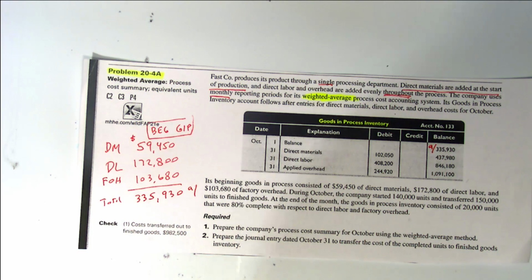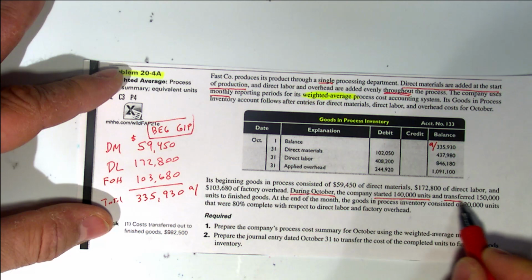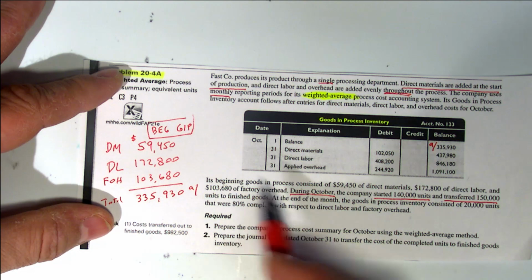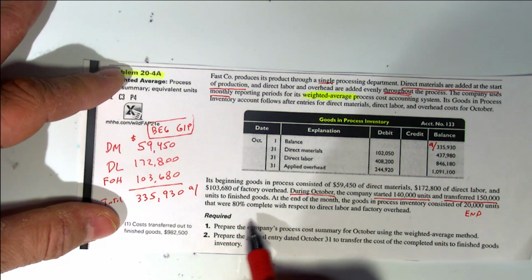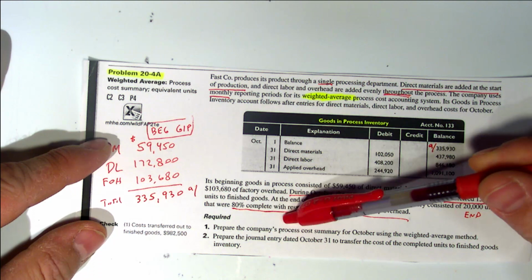All right, during October, the company started 140,000 units and they transferred 150,000 units to finished goods. At the end of the month, the goods in process inventory account consisted of 20,000 units. So this is how many units were in their ending inventory. And those items were 80% complete with respect to direct labor and factory overhead. You following me? What they want us to do is prepare the company's process cost summary for October using the weighted average method.